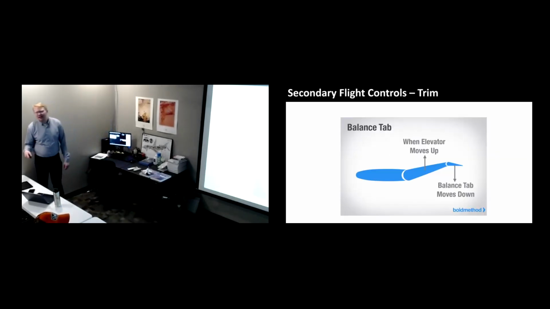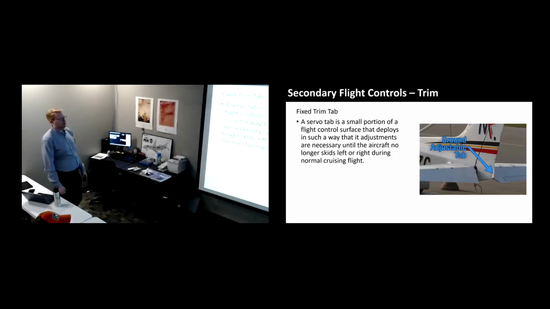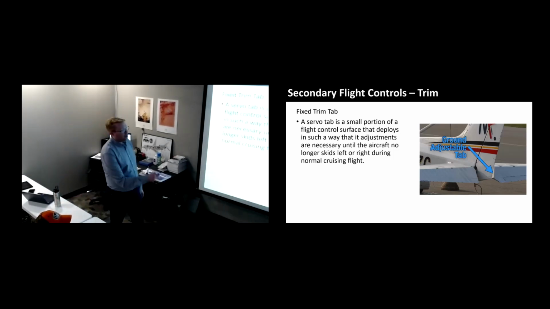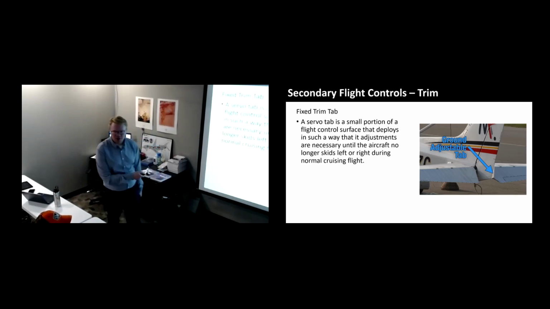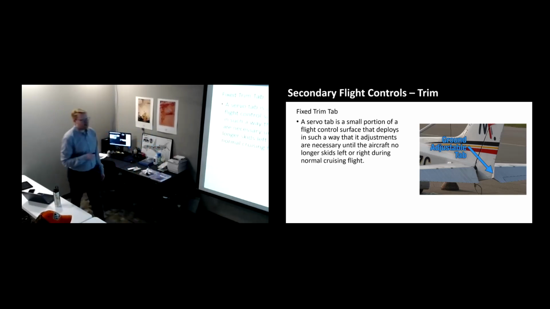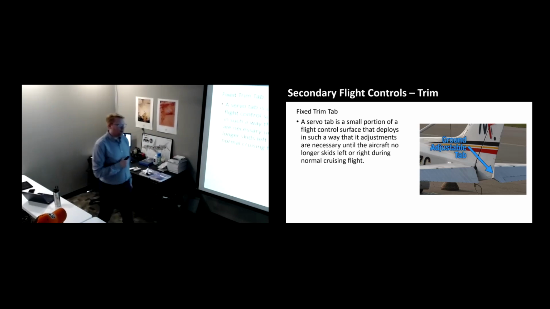Balance tab does the same thing. Difference is we can't adjust a balance tab that's permanently not there. Kind of like this. Here's a fixed trim tab. This is what we'll see on a rudder. So on a 172, you'll see this little extra piece here that's extending off the rudder of the airplane. Its purpose is mainly, in this airplane, to counterbalance the turning tendencies of the propeller by design.